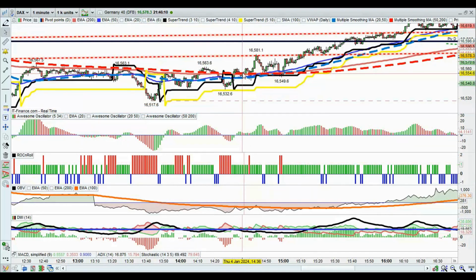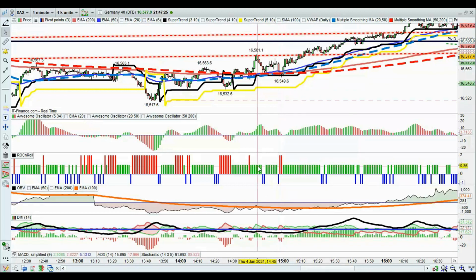Now, it is not perfect, and the reason is that although this is above the 0 line, the oscillator, it's green here, it's just still below on the OBV, and on the directional movement index, it's not very clear here either. So this isn't perfect.